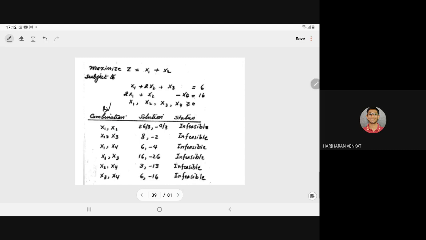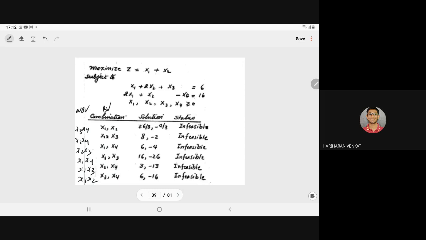So if we say that x1 x2 are the basic variables, it means the non-basic variables will be x3 x4. For x1 x3 it is x2 x4. For x1 x4 it is x2 x3. For x2 x3 it will be x1 x4, and for x2 x4 it is x1 x3, and for x3 x4 it is x1 x2.